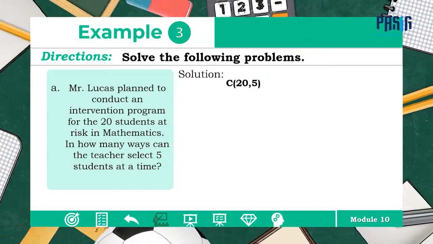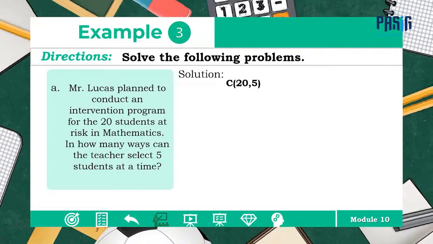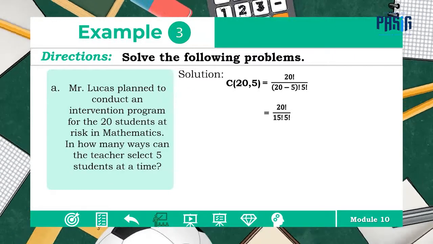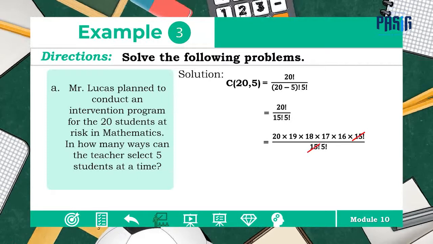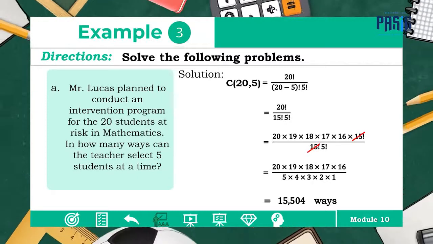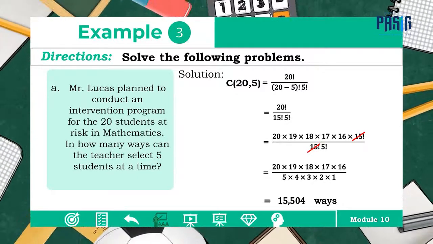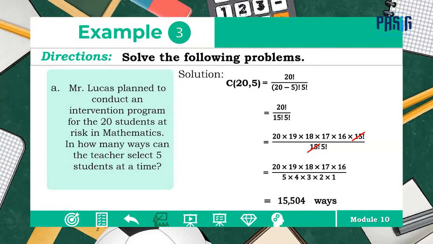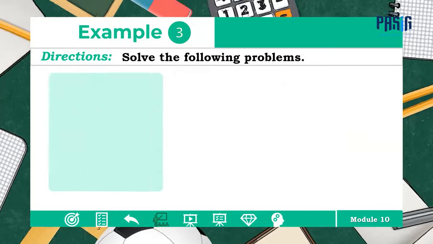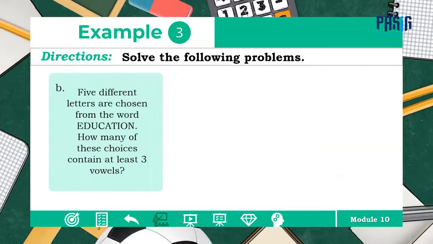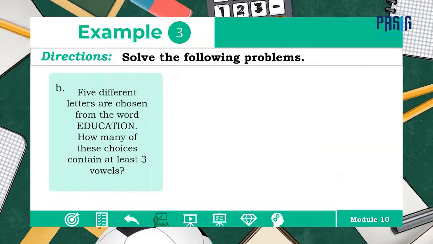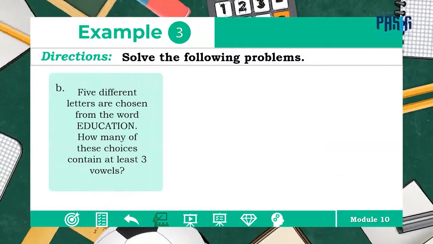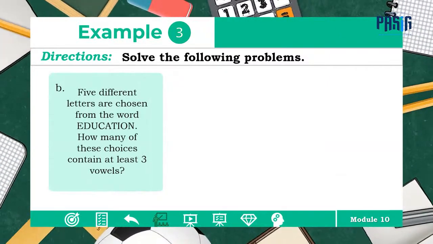To evaluate this combination notation, substitute the value of n and r to the formula, then simplify. So the combination of 20 taken 5 at a time is equal to 15,504. Letter B. 5 different letters are chosen from the word education. How many of these choices contain at least 3 vowels?